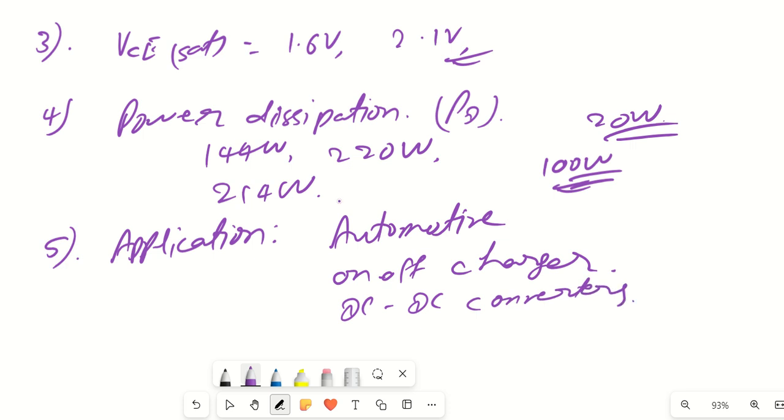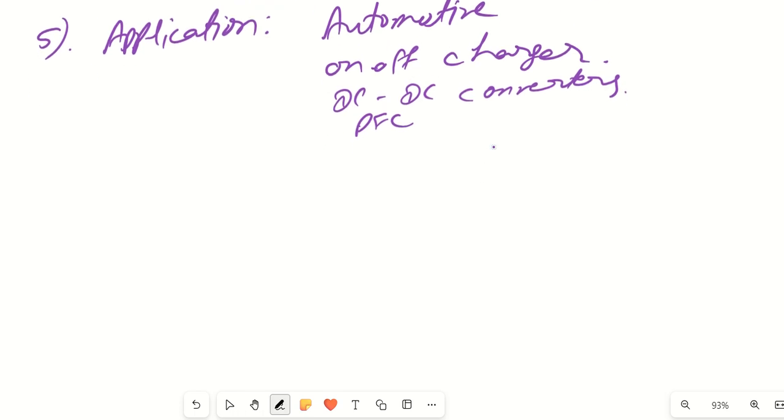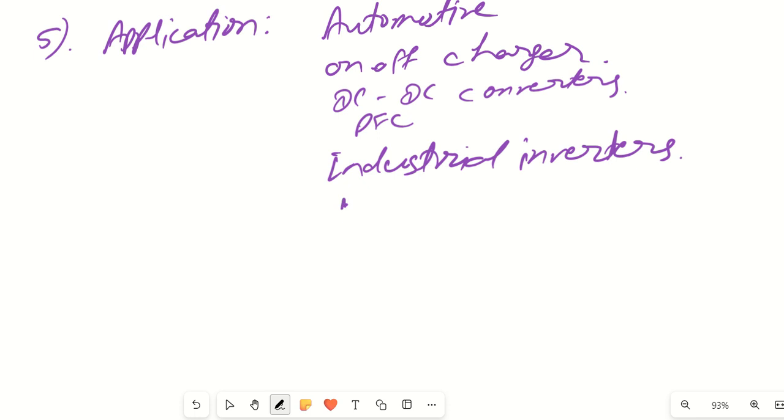What else can we list out? We can list out PFCs. A lot of applications are there in PFCs these days. Then we have industrial inverters. We have IH, induction heating and all. In pressure cookers or something like that, we try to utilize this. Good. So these were the things.